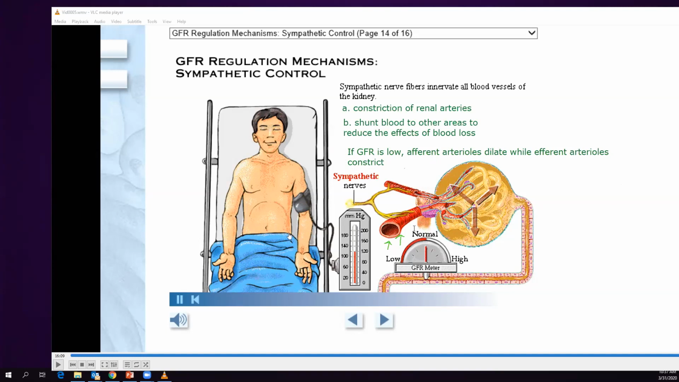So on the front end, we're delivering more blood into the glomerulus, and on the back end, we're letting less blood out. So blood will hang around within the glomerulus longer, therefore creating more osmotic pressure. I mean, more hydrostatic pressure, sorry. So that's all for this page. I know that's an enormous amount of information, but that's all for that.